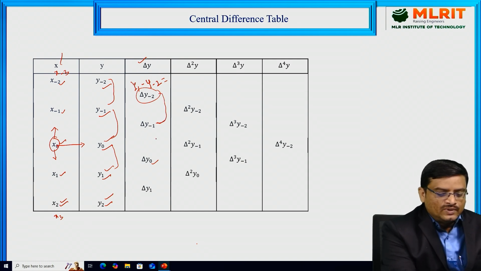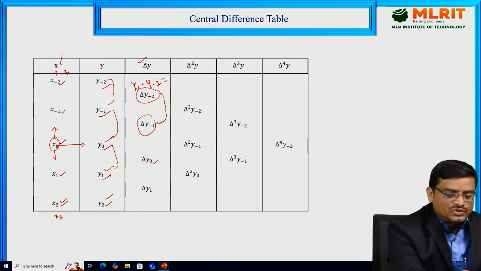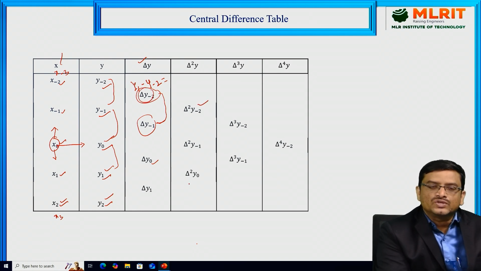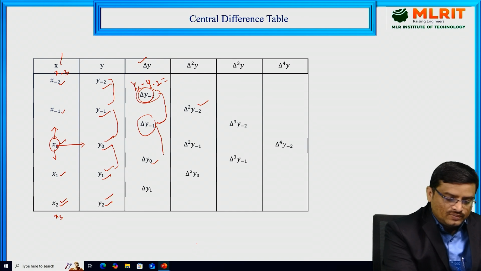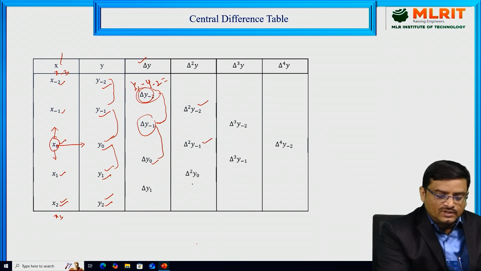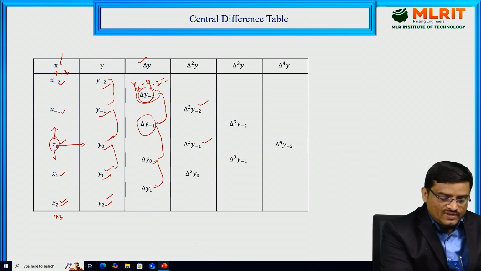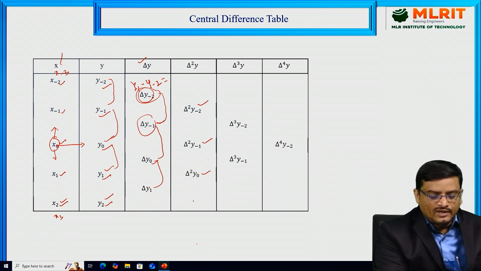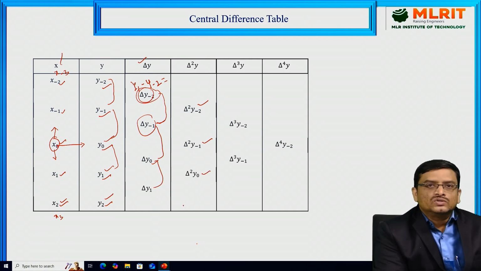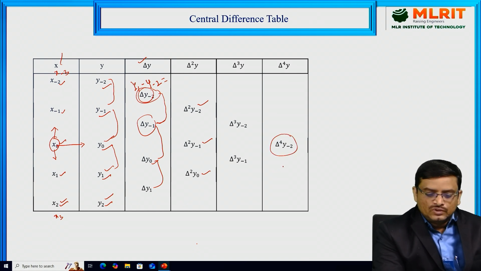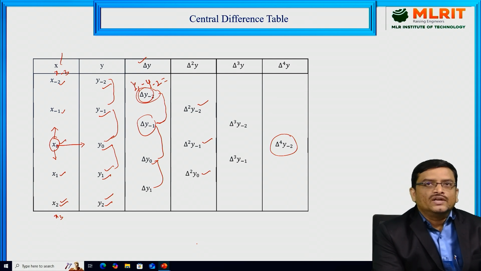In the present column, take the difference of these two numbers, which is represented with delta square y suffix minus 2, and now take the difference of these two numbers, which is represented with delta square y suffix minus 1, and the difference of these two, which is represented with delta square y naught. Like this, we have to continue this table until we get a single value in that particular column. So this is our central difference table.